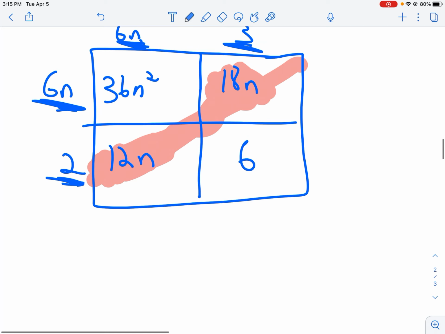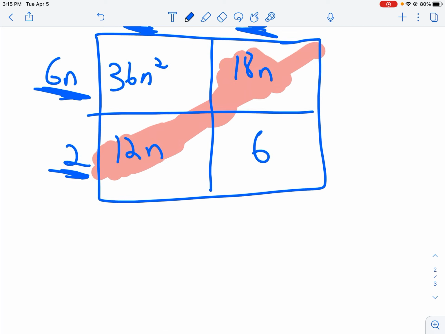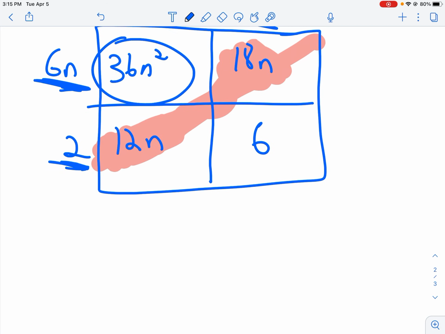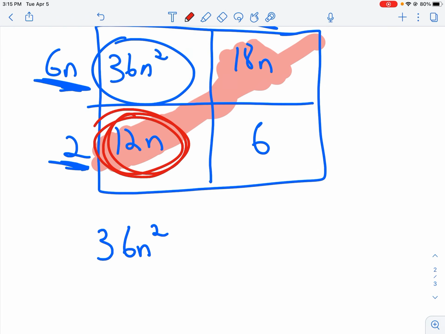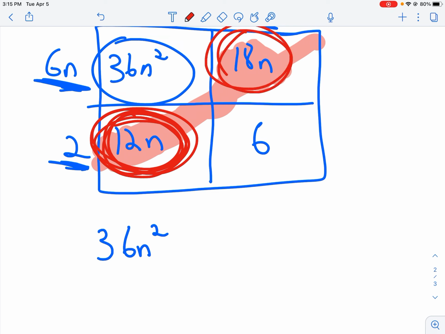And as you notice, if you don't like that, or if you're uncertain in any way, simply just look, okay, are there any n squareds inside the box? Just the 36n squared, okay? Are there any plain old n's in the box? Well, there's a plain old n to the first here and an n to the first here. You're combining. They're both positive, so in this case you are adding 12 plus 18 is 30n.